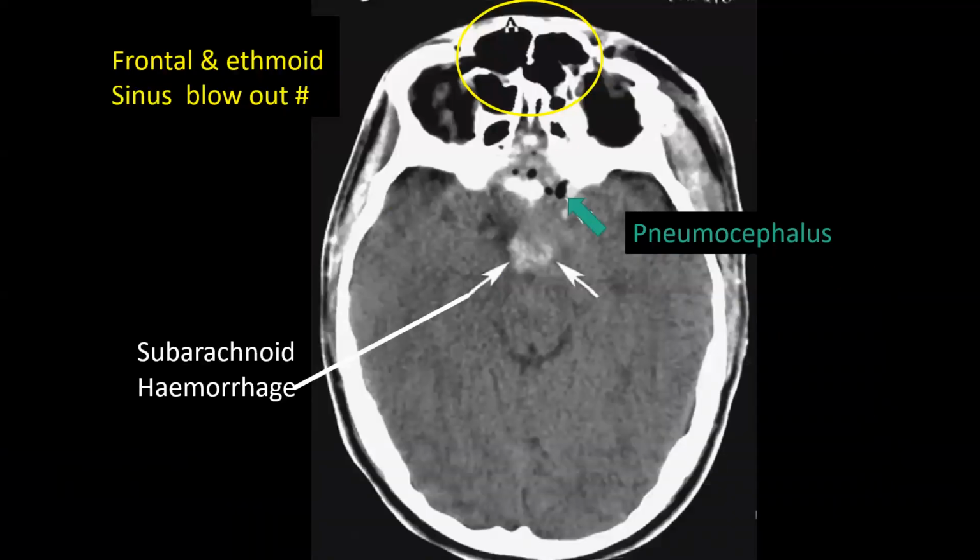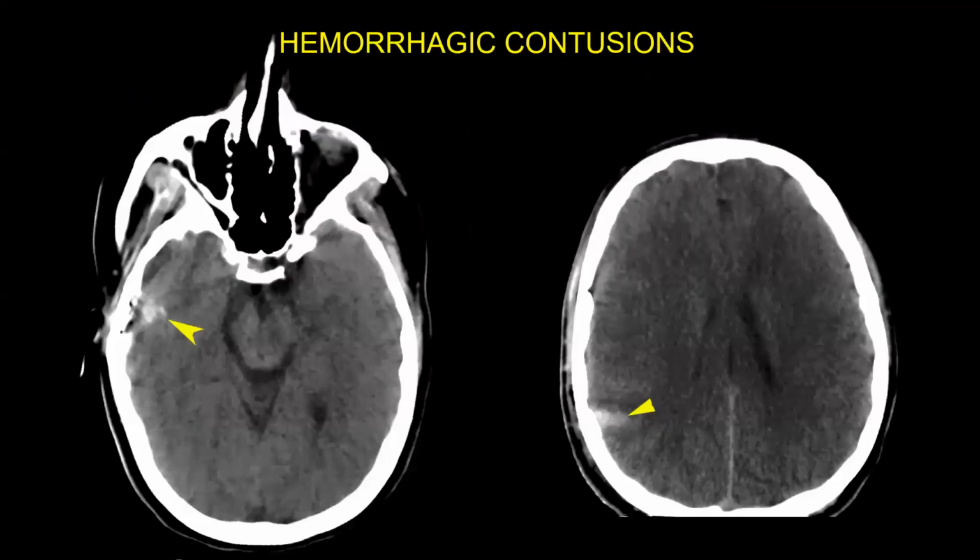In this patient who has a frontal and ethmoidal sinus fracture, this is communicated with the internal contents of the skull, resulting in pneumocephalus and subarachnoid blood. Patients may also have hemorrhagic contusions to brain tissue, either due to primary blast wave or other effects.